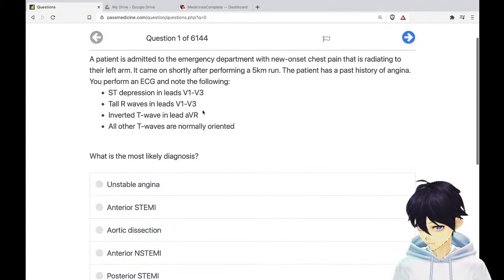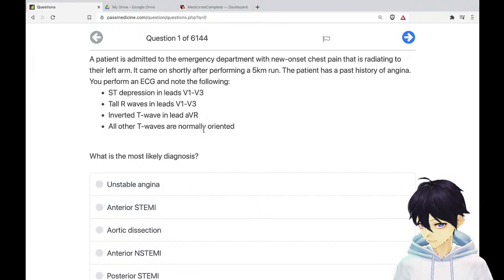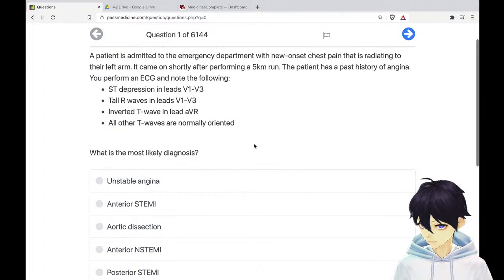Sounds like MI. ST depression leads V1 to V3. Tall R waves in leads V1 to V3. Inverted T waves in lead AVR. All other T waves are normally oriented. What is the most likely diagnosis?